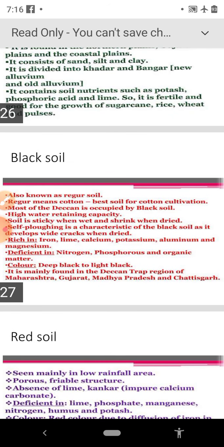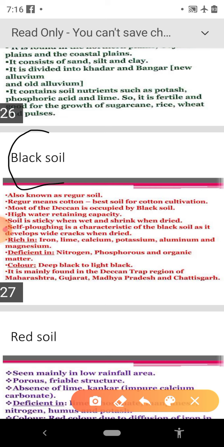With regard to the features of the black soil, this soil is made of extremely fine materials, or you can say clay materials. This soil is rich in soil nutrients such as calcium carbonate, magnesium carbonate, potash and lime. This soil is generally poor in phosphoric content. The soil is well known for its capacity to hold moisture.